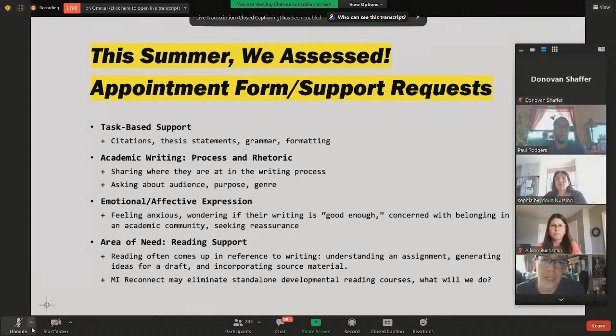We also see a lot of students asking for support with academic writing, and they're talking about the writing process. So they might describe where they're at in the writing process. I'm just getting started, I'm feeling stuck, I have a final draft.